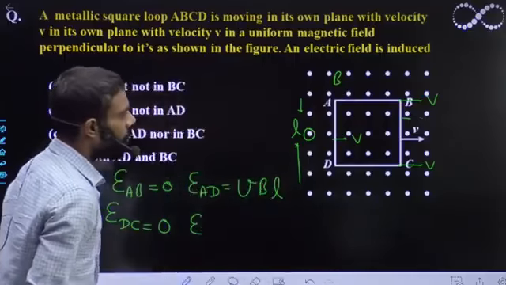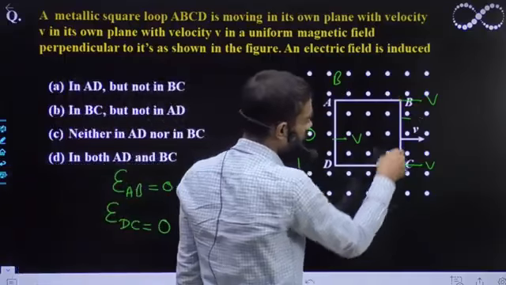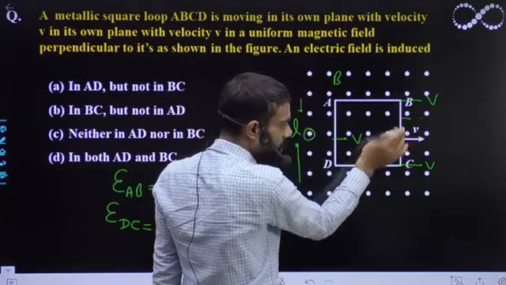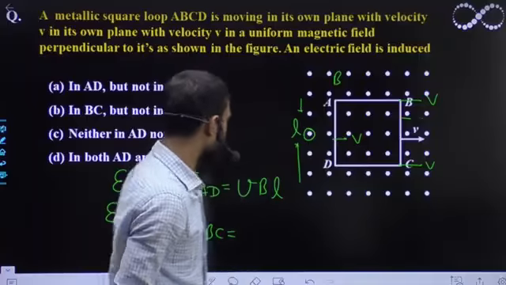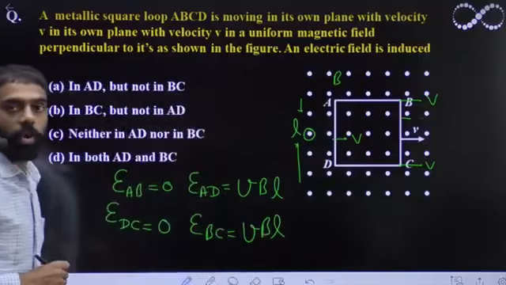Similarly, the EMF across BC. Once again, if you see BC here, the length is like this, velocity is like this, and magnetic field is like this. So all are mutually perpendicular, so we will get the motional EMF in this case also, and that will be VBL. So let us see which option is here.